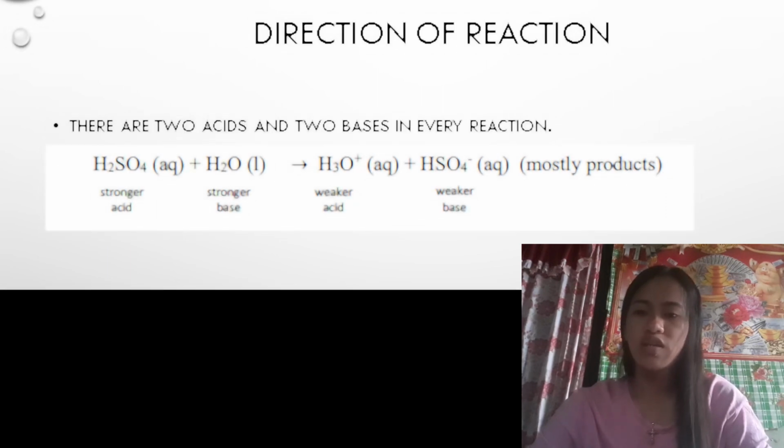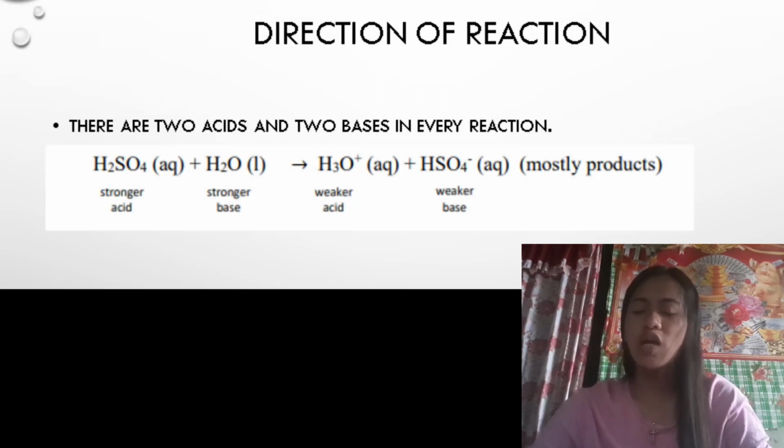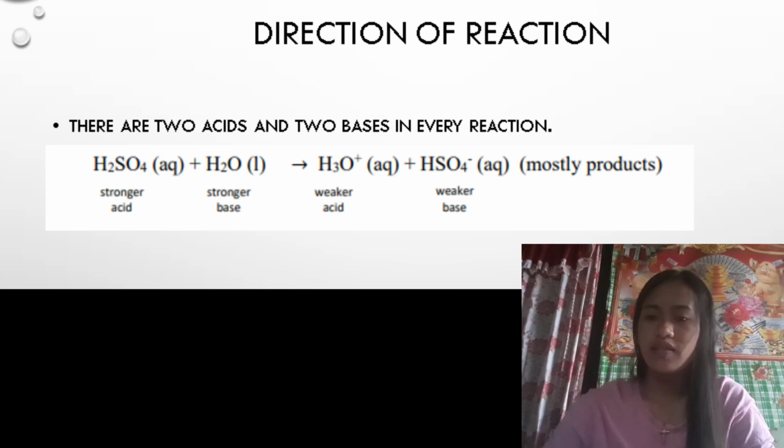Hello, my name is Marjorie Lumocho and I am assigned to report about the direction of the reaction. In every chemical reaction, there are always 2 acids and 2 bases present. For us to determine the direction of this chemical reaction, we should first determine which are the stronger acids and bases and the weaker acids and bases.